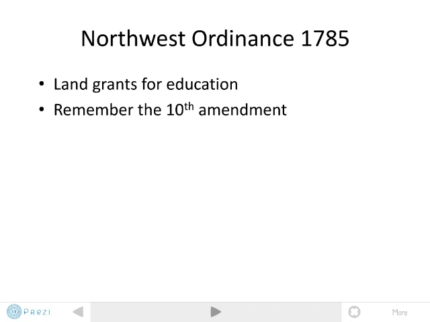The Northwest Ordinance of 1785, after our revolution and our freedom, land grants for education, they begged people to move out. And the federal government said, "Look, if you go to the Ohio Territory, we will give you free tax, free land, if you will create universities to get people educated, to get schools going."